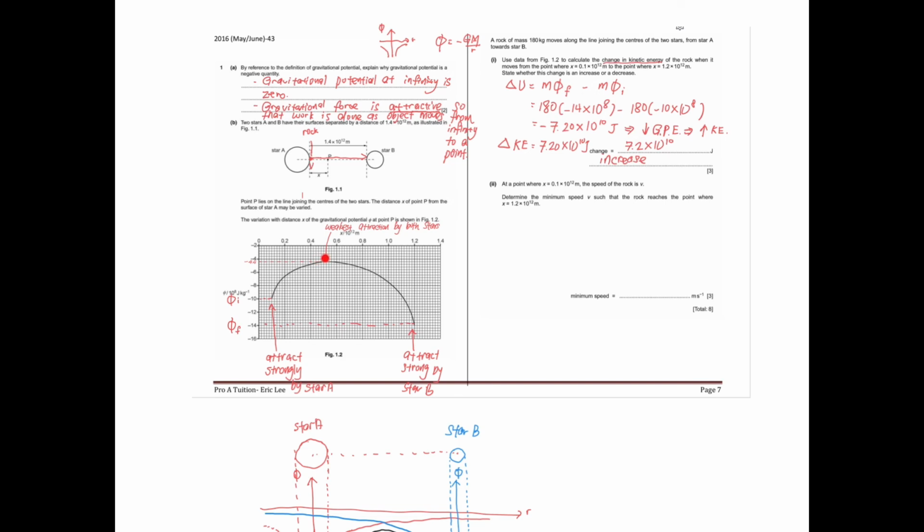Okay, and then after that, that will be enough already, as long as the rock has just enough kinetic energy to reach here. The rest we are not going to worry about, because once the rock can reach here, it can reach star B, because as long as the rock can reach here, star B starts to attract the rock and reach the other side.